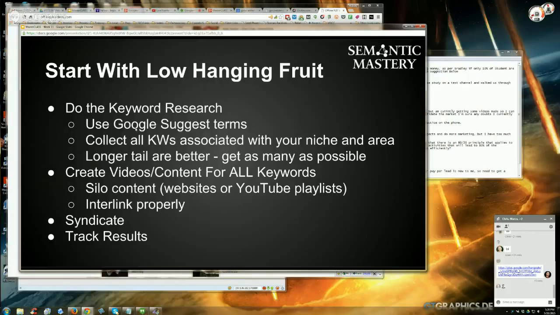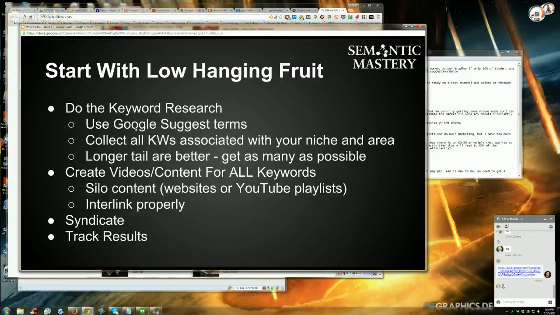Go through there and start creating content for all of them. Okay, and I'm not kidding. I mean, if you come back with 400 keywords, pick 25 or 30 of them to start with and start creating content for them, whether it's videos or content for blog posts. If you're trying to rank websites or whatever, start creating content for all of them.